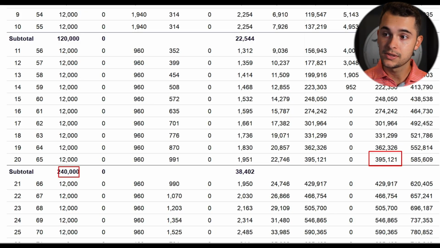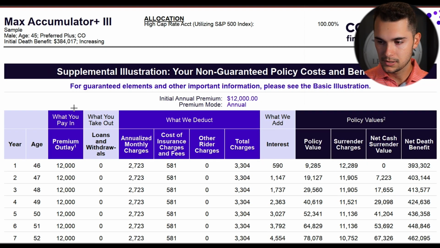And so if your main goal is to maximize cash growth, this is the type of design you'd want: to maximize the policy and minimize the fees. So I wanted to show you the other illustration that I'm showing here. And this is essentially being able to put in double the premium. However, we're not putting in $24,000. We're still gonna put in $12,000.